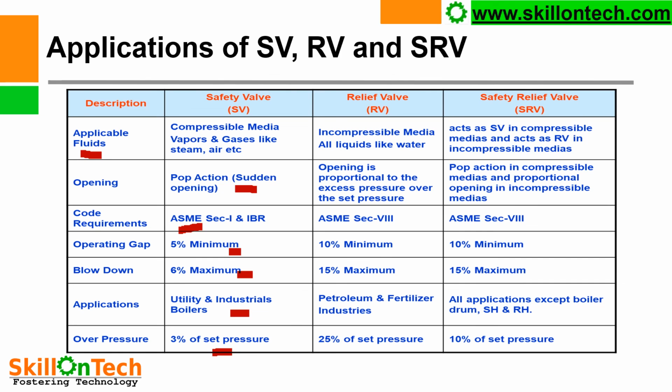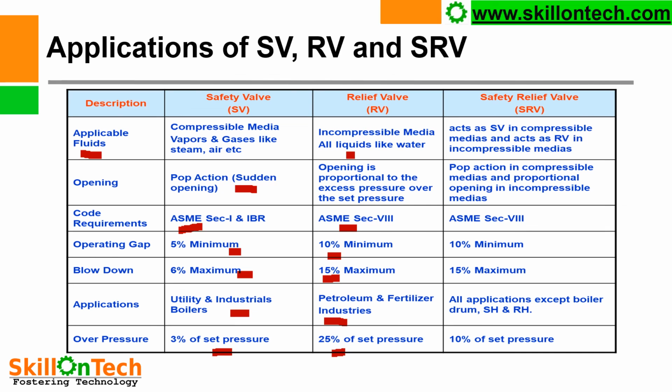And relief valve is used for incompressible media or liquids. Opening is proportional to the excess pressure over the set pressure. Designed by ASME Section 8. Operating gap 10%. Blow down 15% maximum. Application petroleum and fertilizer industries. And overpressure is 25% of set pressure.